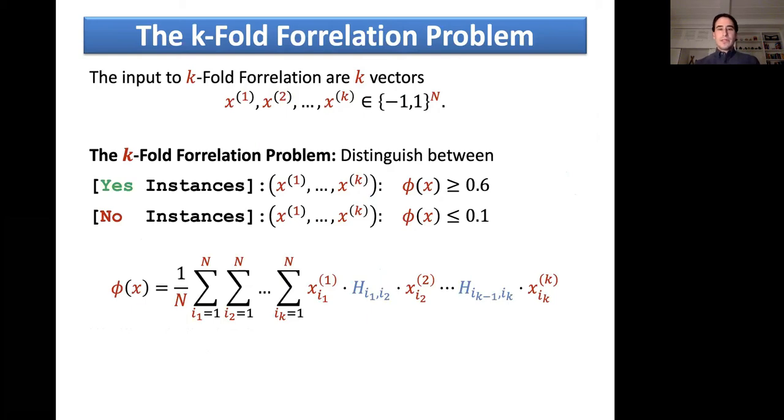So now that we've seen the solution, let's define the problem. The problem of k-fold correlation is: given k vectors, x1 up to xk, all of them of length capital N, decide whether this phi of x is at least 0.6 or whether phi of x is at most 0.1. Again, this is a promise problem.